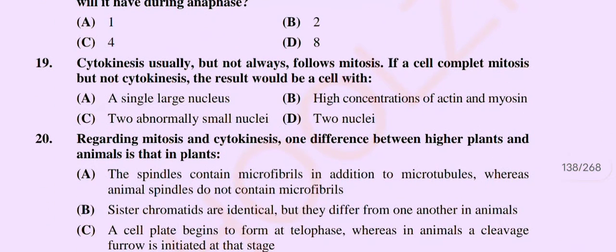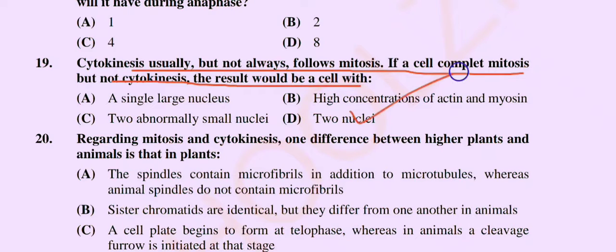Question number 19. Cytokinesis usually but not always follows mitosis. If a cell completes mitosis but not cytokinesis, the result would be a cell with option A, a single large nucleus; option B, high concentration of actin and myosin; option C, two abnormally small nuclei; option D, two nuclei. So the correct option is option D, two nuclei.